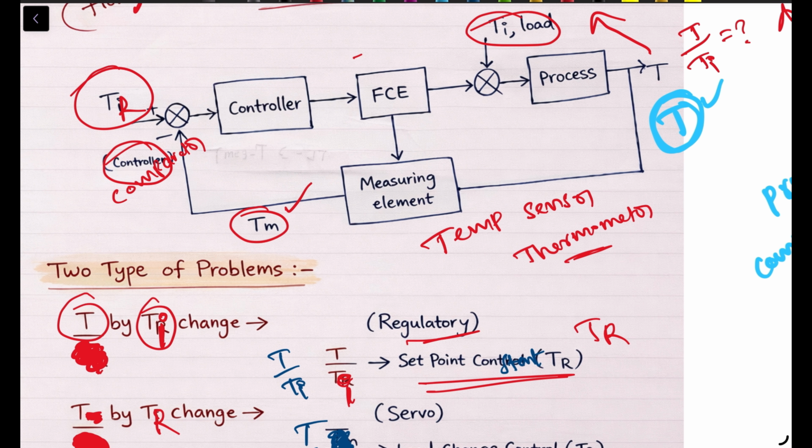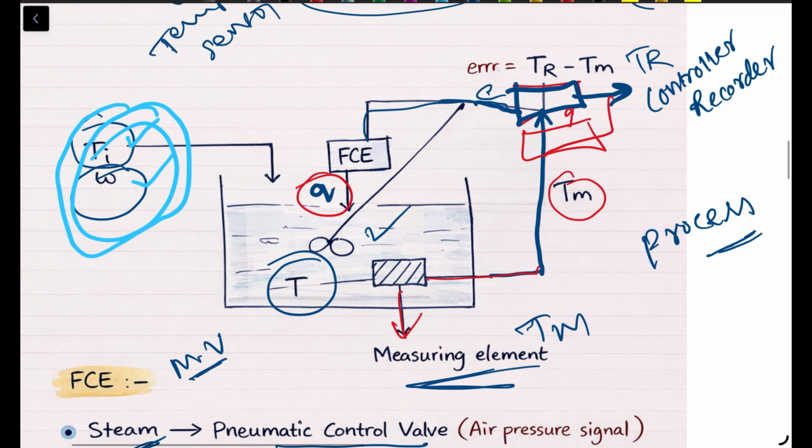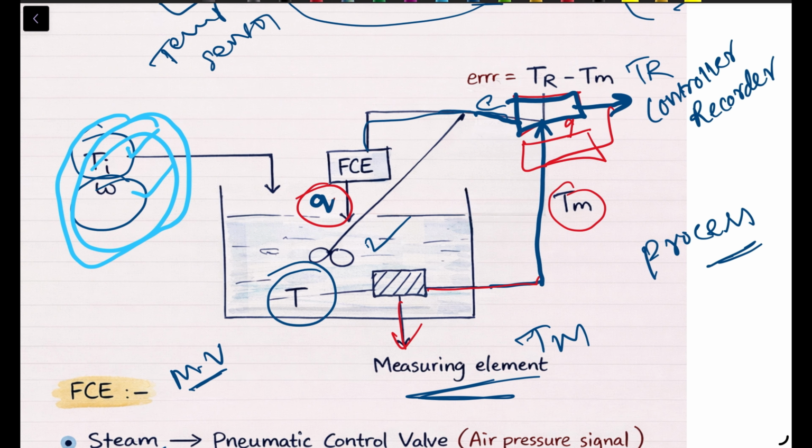That's called regulatory problems. For example, a change in feed temperature, a change in the feed flow rate, or a change in the cooling water temperature. These are the disturbances that try to move the process away from the desired operating conditions. So the objective of regulatory control is to reject these disturbances and bring the system back to the set point.